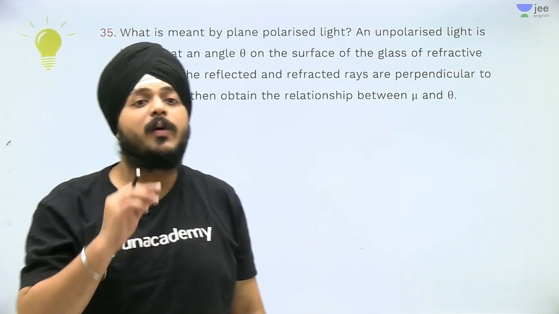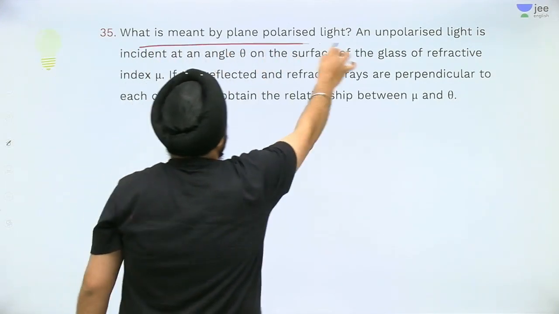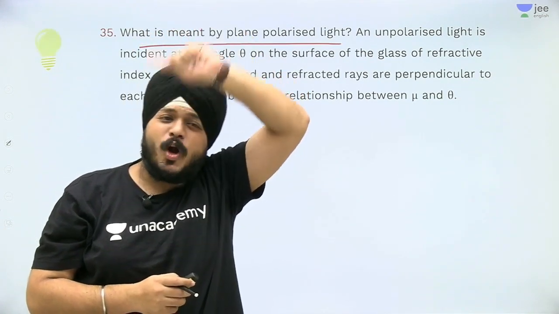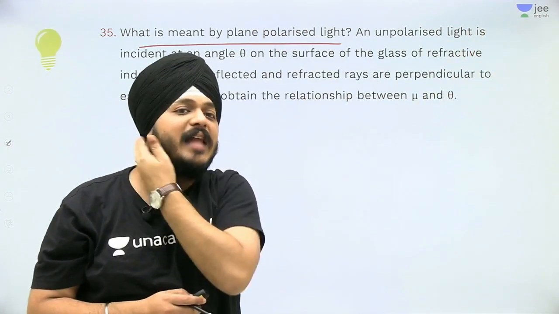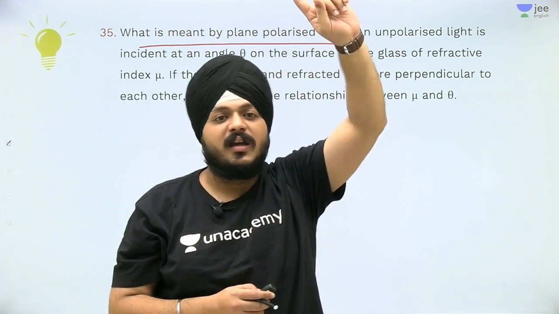Now, moving forward to the next question, right? What is meant by plane polarized light? A very simple and direct question, and the direct theoretical explanation of the polarization. Okay guys, is it clear?